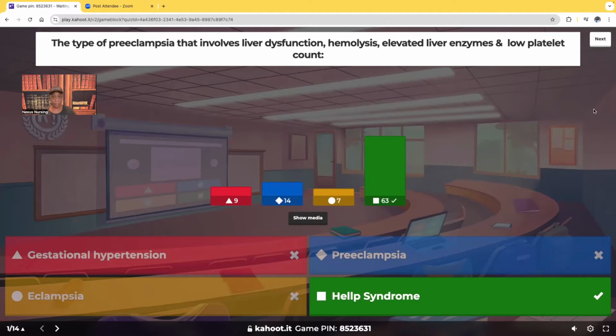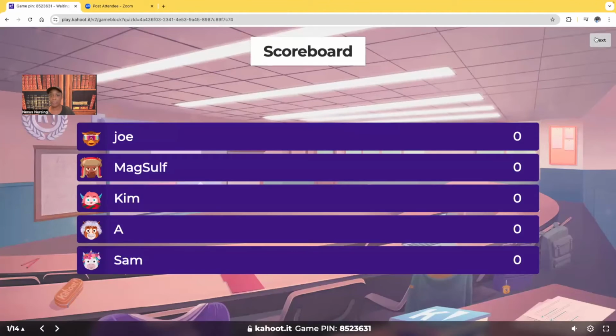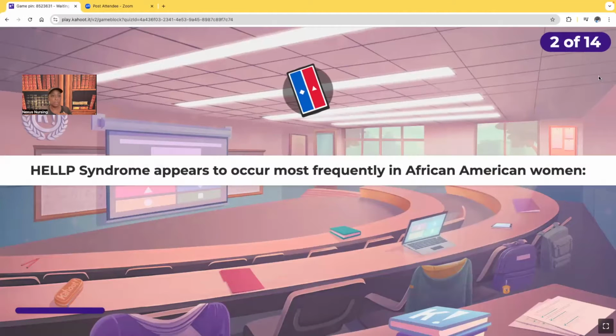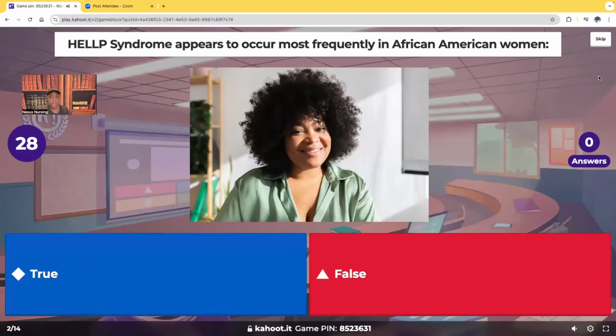All right, next screen. True or false? HELLP syndrome appears to occur most frequently in African American women. Is this true or is this false?